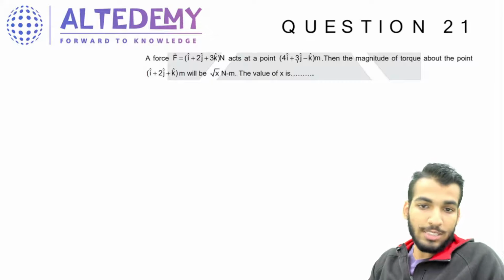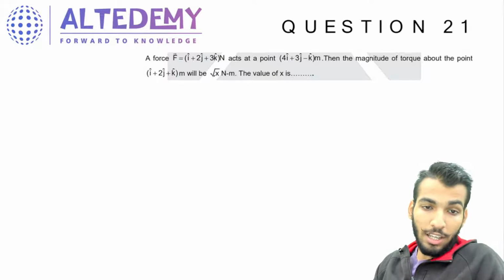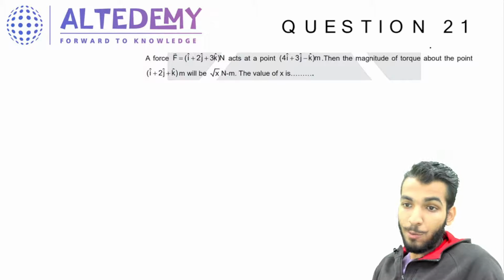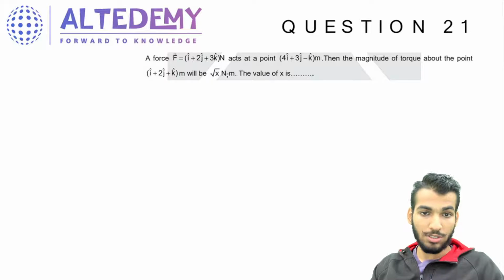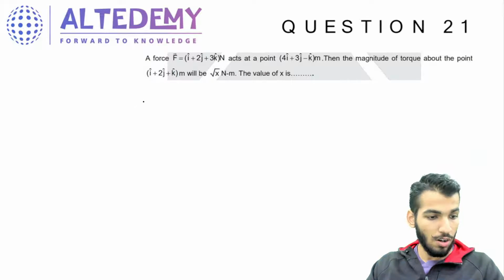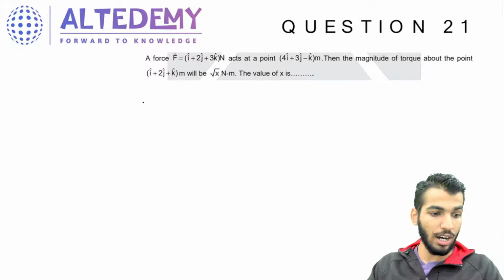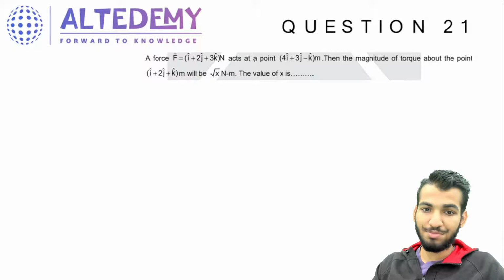Of course, the force F equals I plus 2j plus 3k Newton acts on a point 4I plus 3j minus k. The magnitude of the torque about that point will be x Newton meter. What is the value of x? We need to find r. So basically the force is acting on a point.